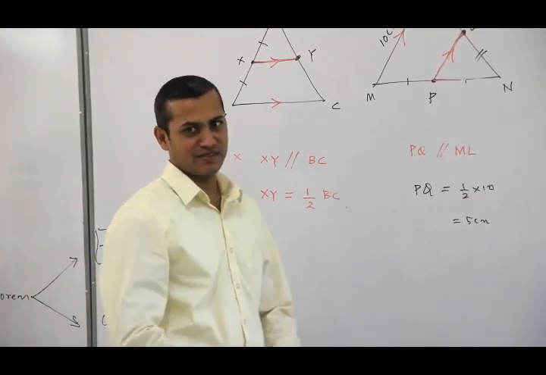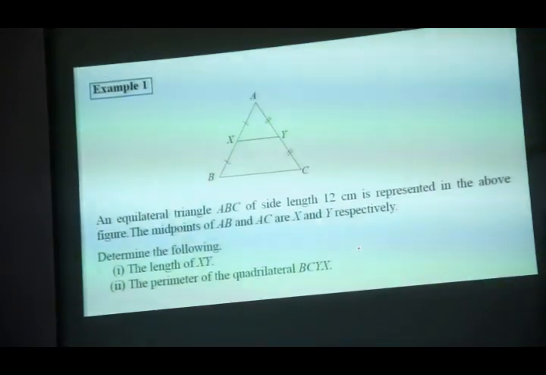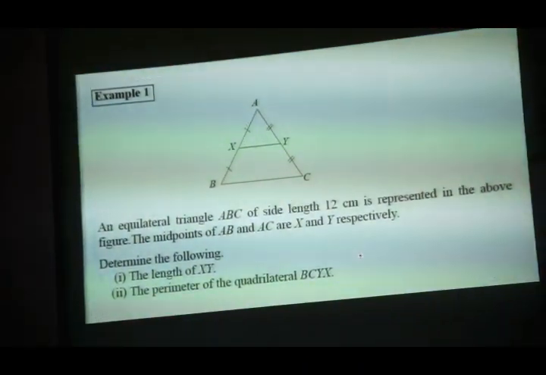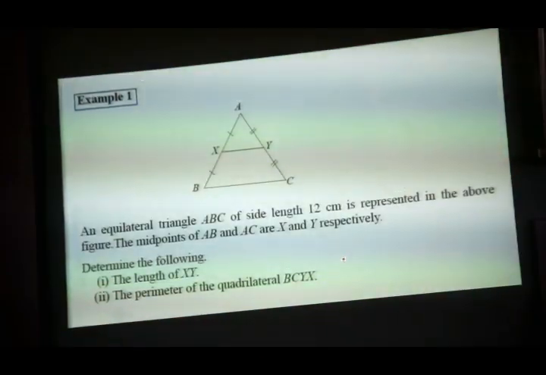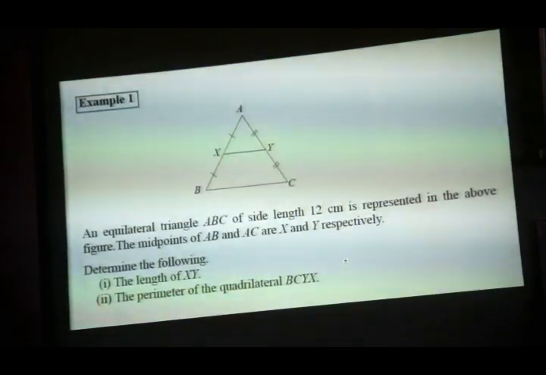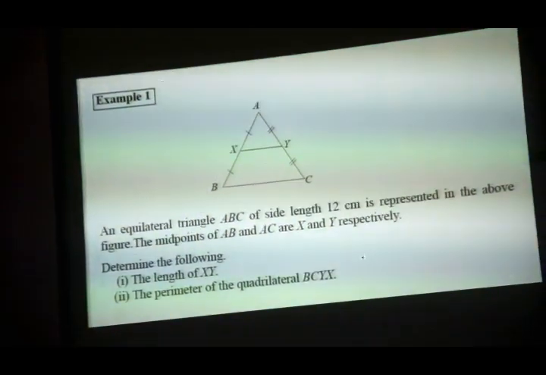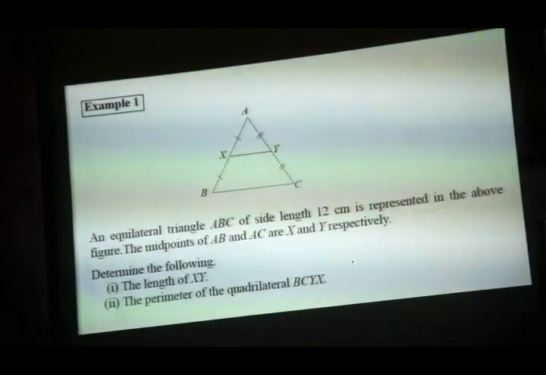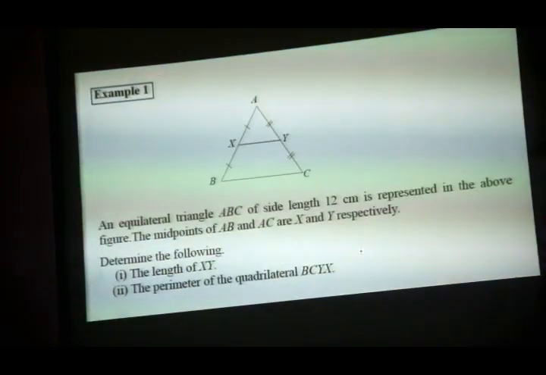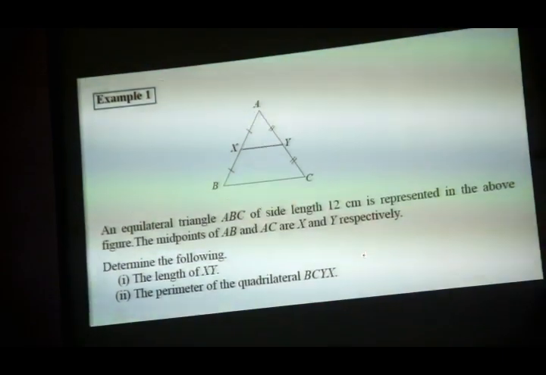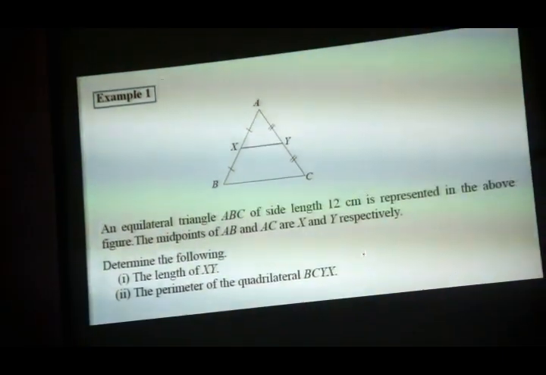Now we'll do some questions, right? Look at this question. This is done in your textbook. This is the first example. Go through the question first. An equilateral triangle ABC of side length 12 cm is represented in the above figure. The midpoints of AB and AC are X and Y respectively. Determine the following: the length of XY, the perimeter of the quadrilateral BCYX.